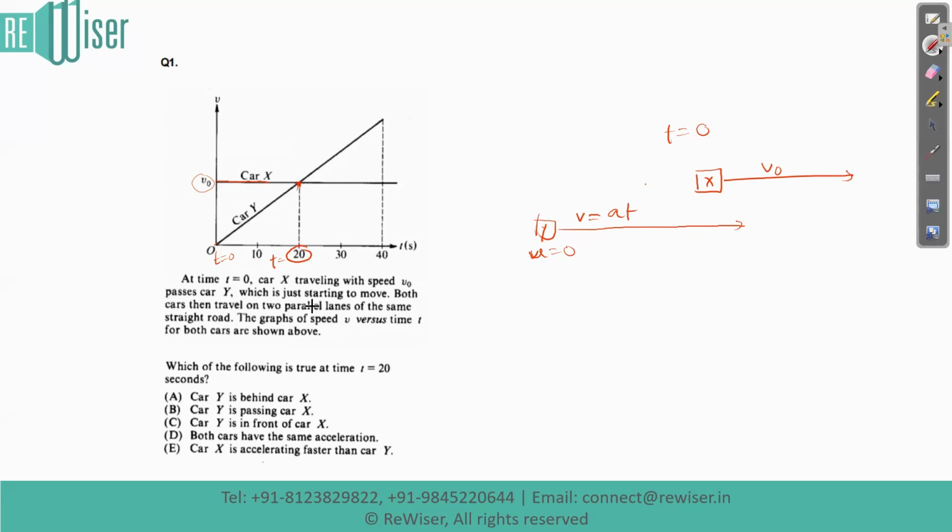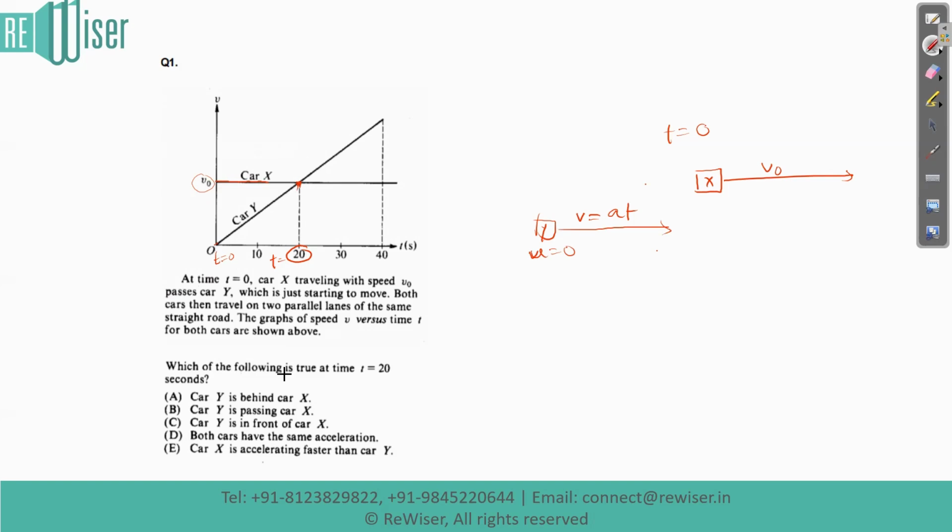But it has not passed yet. This intersection does not mean it has passed car X. It has just matched the velocity of car X. Car Y does not pass car X. Instead, it has just matched the velocity of car X. Why? Because it is a velocity versus time graph, not a displacement versus time graph. If it was a displacement versus time graph, we would be sure that it had just crossed car X.